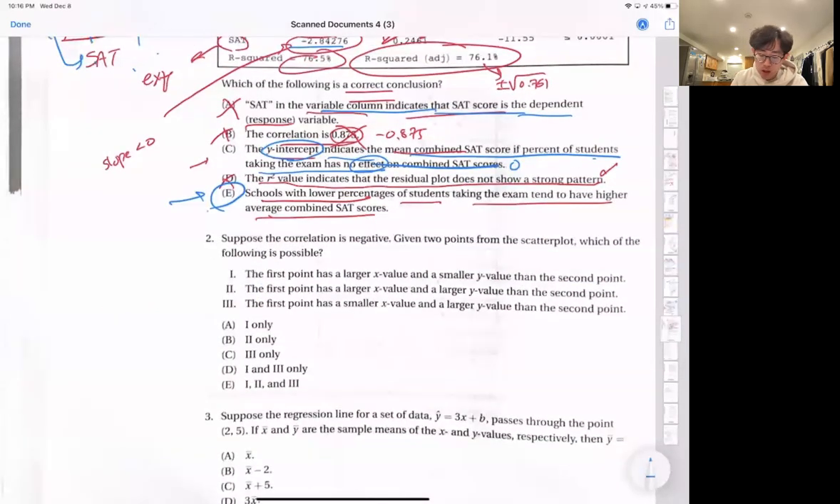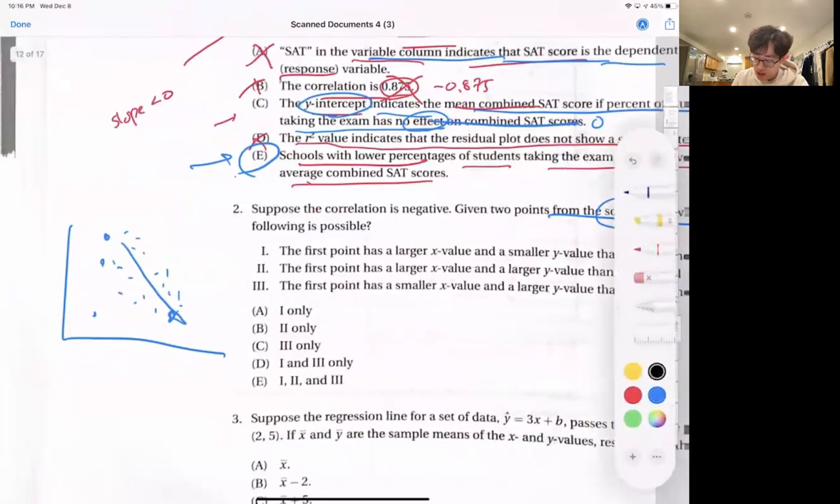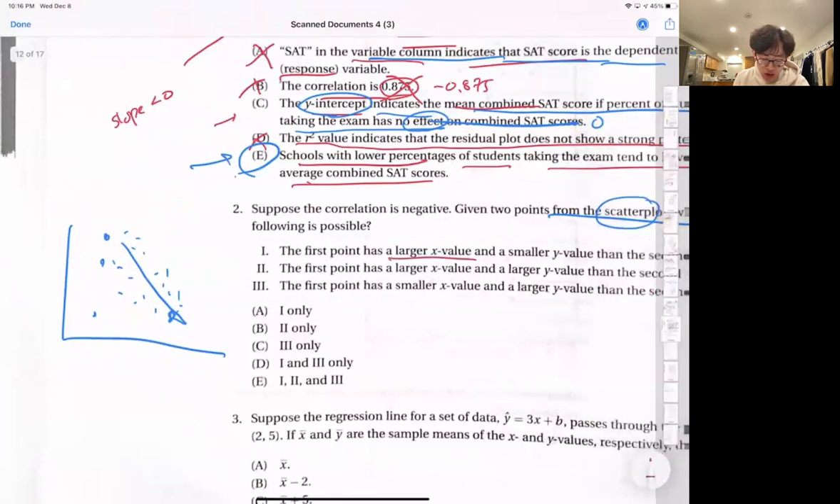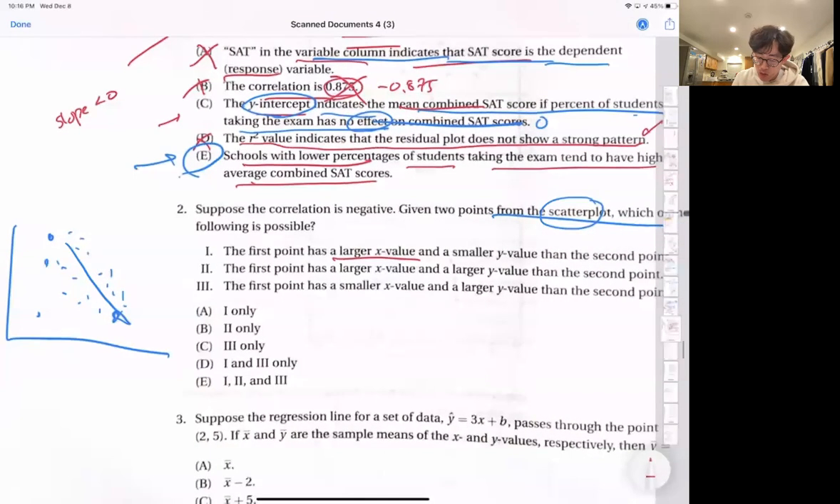Number 2, suppose the correlation is negative, given 2 points on the scatter plot, which of the two following is possible? All right, remember, this is a scatter plot. You can't expect it to be just those 2 points. Rather, you have to expect that there is going to be a bunch of points like that all throughout the system.